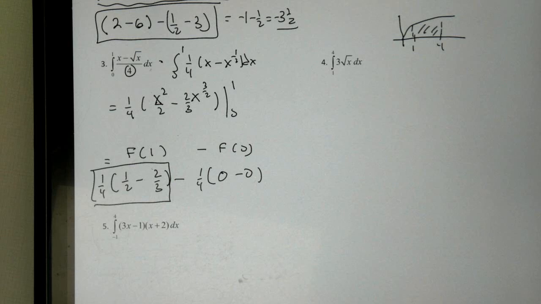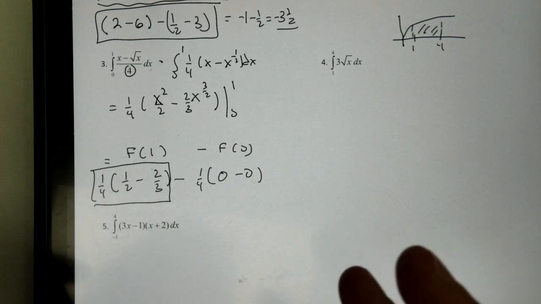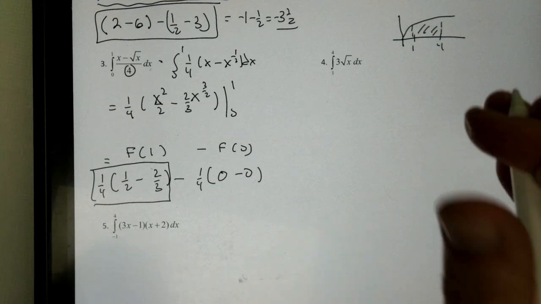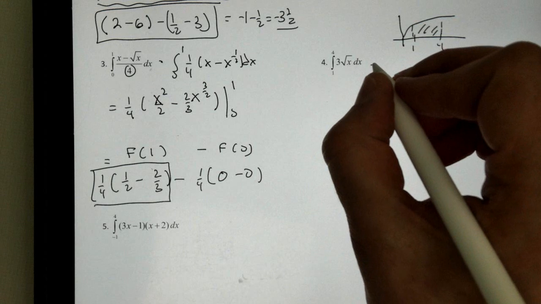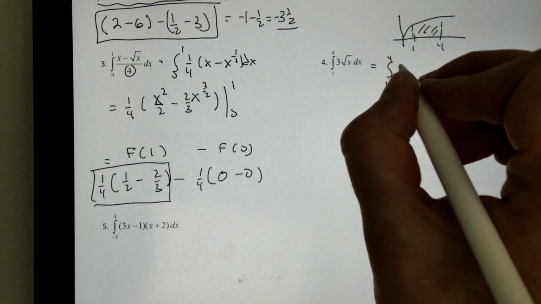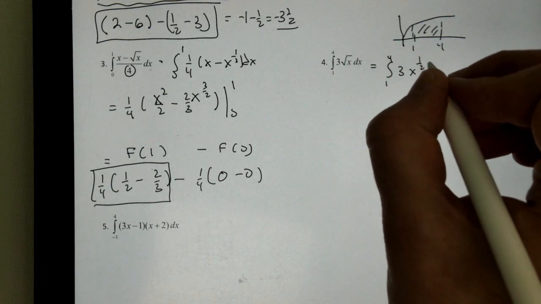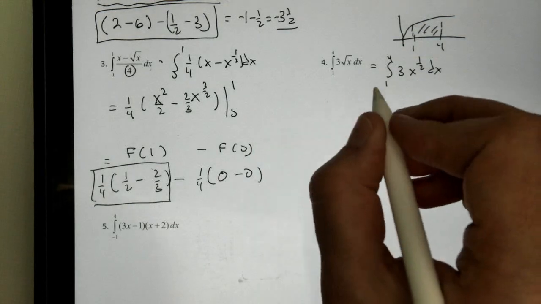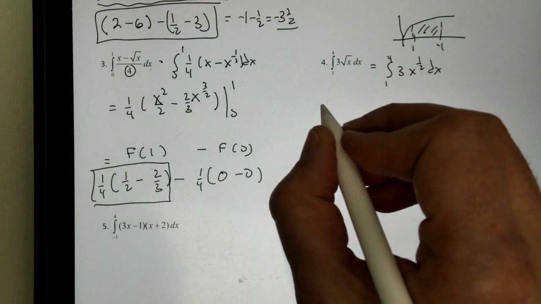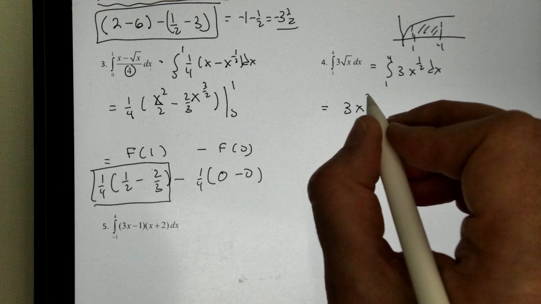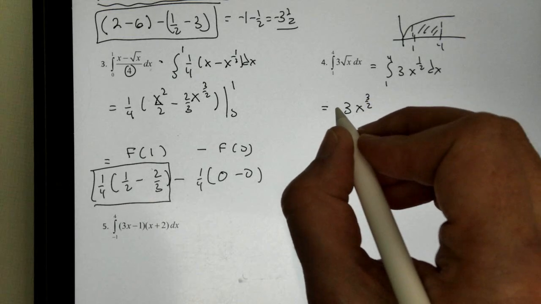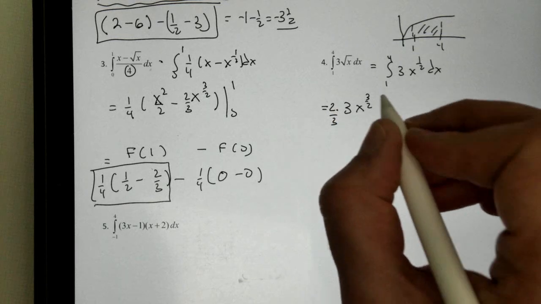Unfortunately, there's no real geometric formula that can give me that area without going crazy. So we're going to use the definite integral. And I don't like that square root of x, so I'm going to rewrite it as x to the 1/2. 3x to the 1/2 dx. When we integrate this one, be careful, this becomes x to the 3/2, and we're going to multiply that by 2/3.